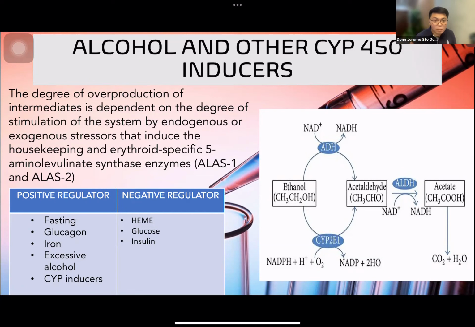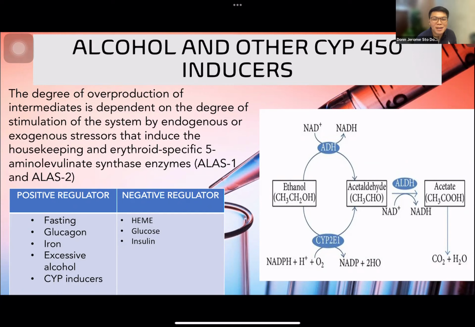So, di ba sabi natin, we mentioned that the symptoms related to porphyrias are due to elevations of the intermediates. Tama ba? That's the reason for the manifestations of your porphyrias. So, as you see here, the degree of overproduction of the intermediates is dependent on the degree of stimulation of the system by endogenous or exogenous stressors that induce your ALAS enzyme. Naintindihan po ba yung statement?